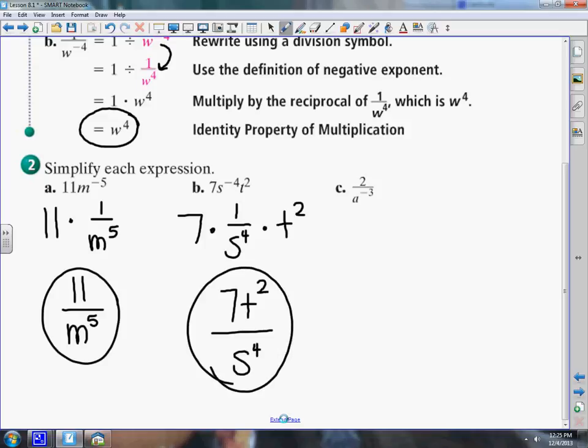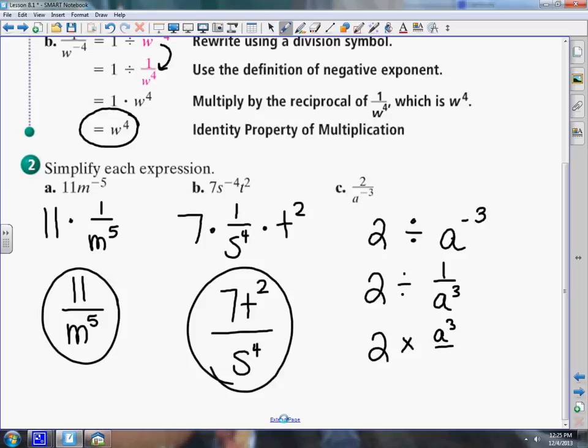And then this last one, I have 2 divided by a to the negative 3rd, which is 2 divided by 1 over a to the 3rd, which if I multiply by the reciprocal, I can multiply by a to the 3rd over 1. And so my answer is 2a to the 3rd.